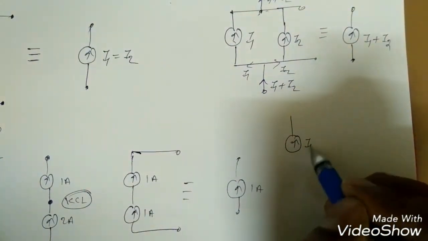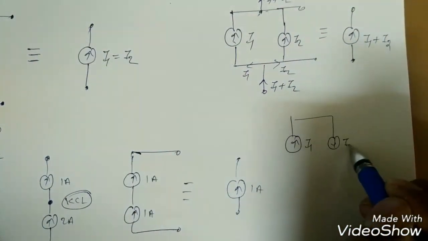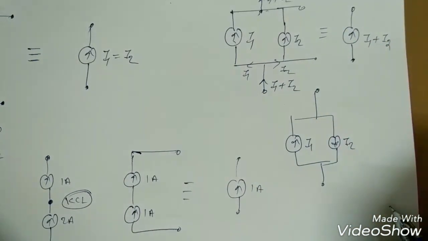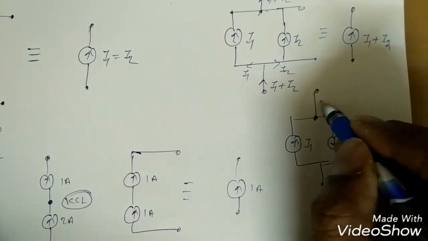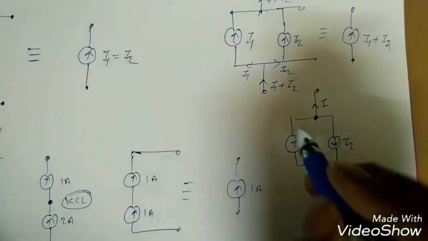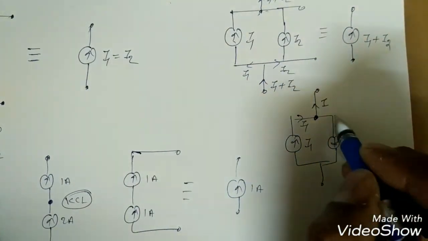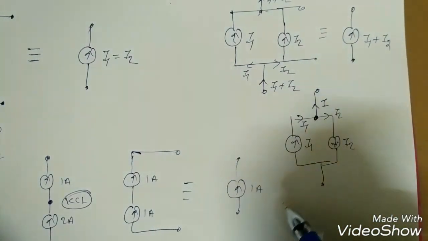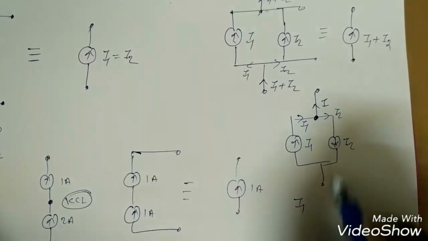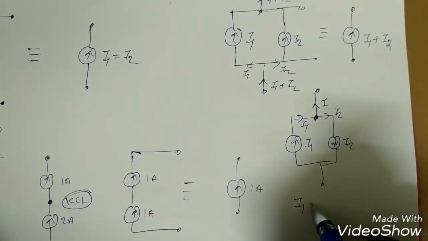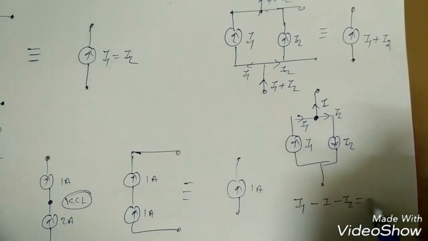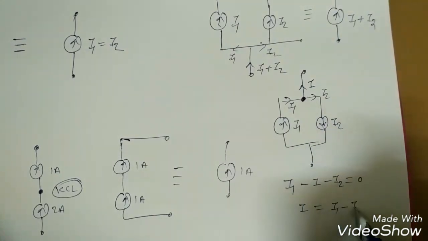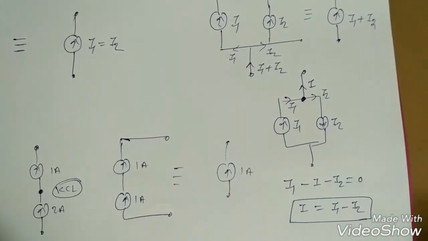Suppose it is like this, I1 is here and I2 is here, right? Now what is the equivalent you will get? Apply KCL. Suppose this is the current I, leaving, right? At this node, I1 is coming and I2 is coming. So apply KCL. If you assume incoming currents are positive, I1 is positive, but these two are leaving. So I1 minus I minus I2 is equal to 0, right? So what is I here? I is equal to I1 minus I2, right?